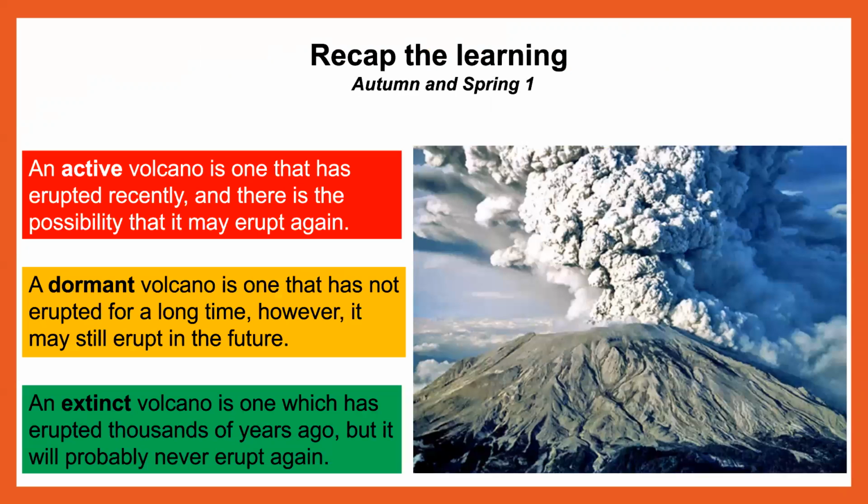Okay, we've got those answers there. We're going to recap some learning. So an active volcano, a volcano that is active is one that has erupted recently, and there's a possibility that it may erupt again. A dormant volcano is one that has not erupted for a long time, but it may still erupt in the future. And an extinct volcano is one which has erupted thousands of years ago and will probably never, ever erupt again.